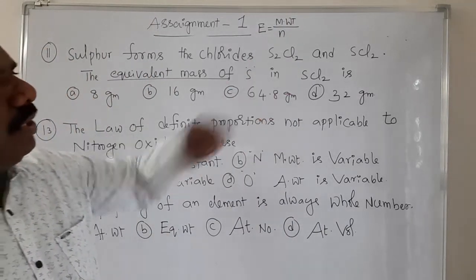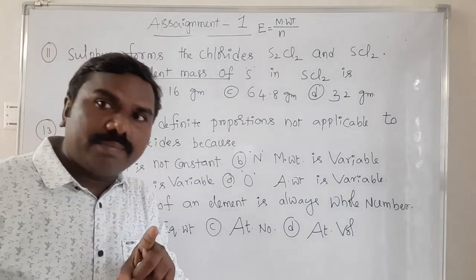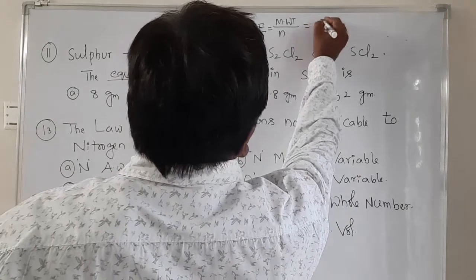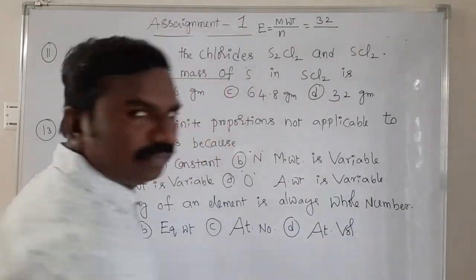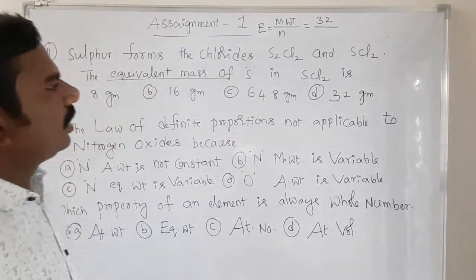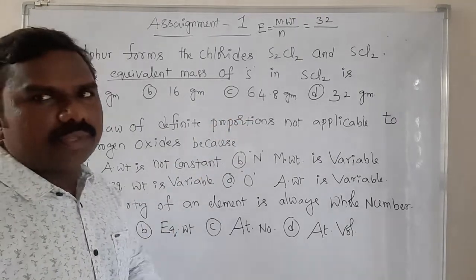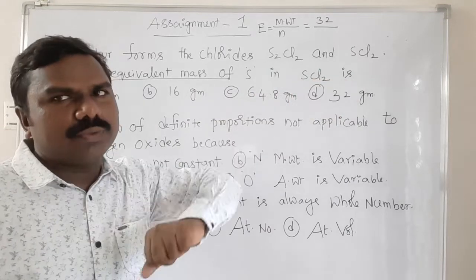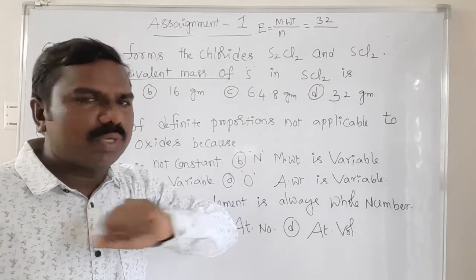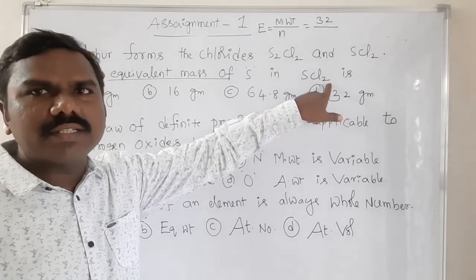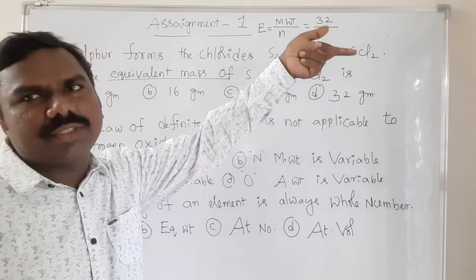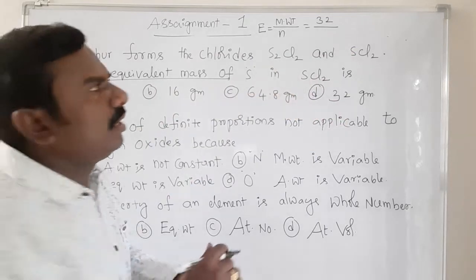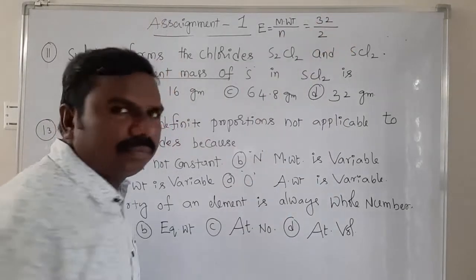So in SCl2 we want that for sulfur only, but not SCl2. Sulfur mass will be 32 grams, right? And in SCl2, sulfur is plus 2. 2 chloride ions will be minus 2. Each chloride ion carries minus 1. There are 2 chloride ions, hence 2 into minus 1 is minus 2. Minus 2 for 2 chloride ions, plus 2 will be sulfur. Plus 2 is the N factor.